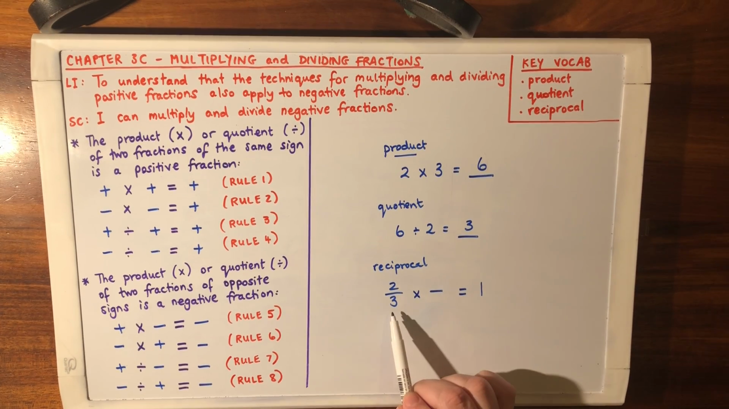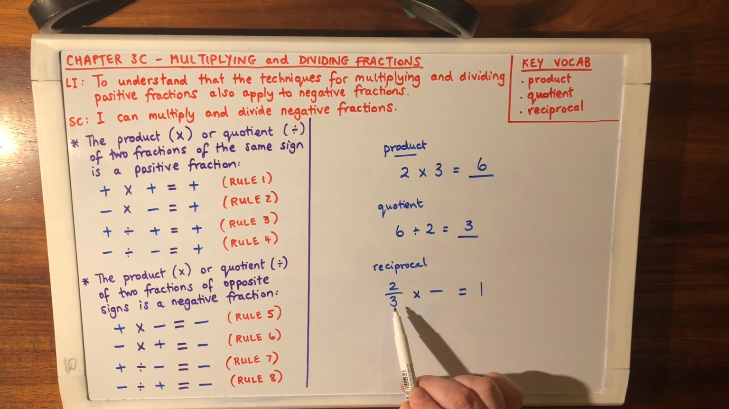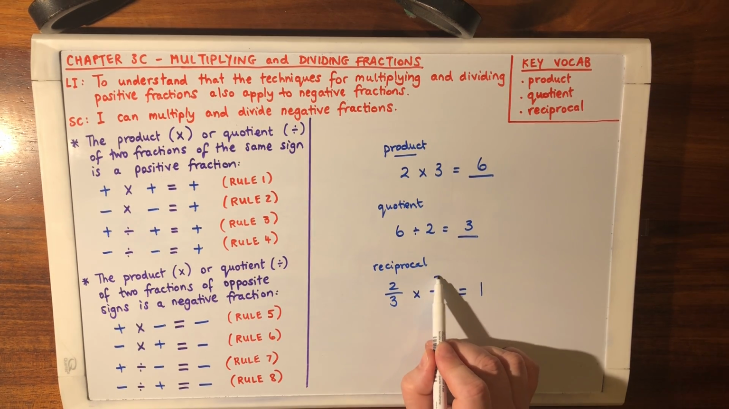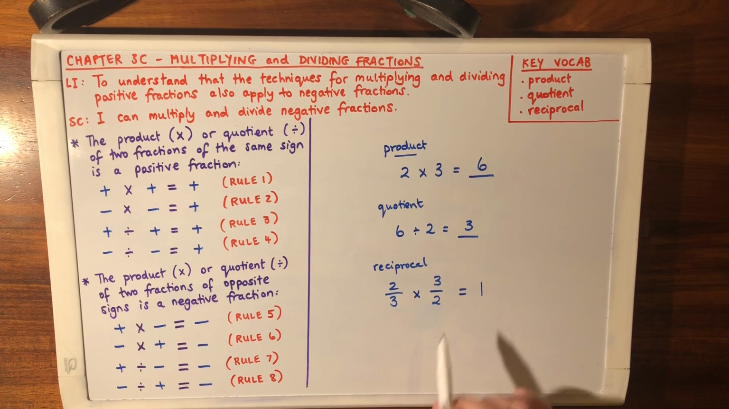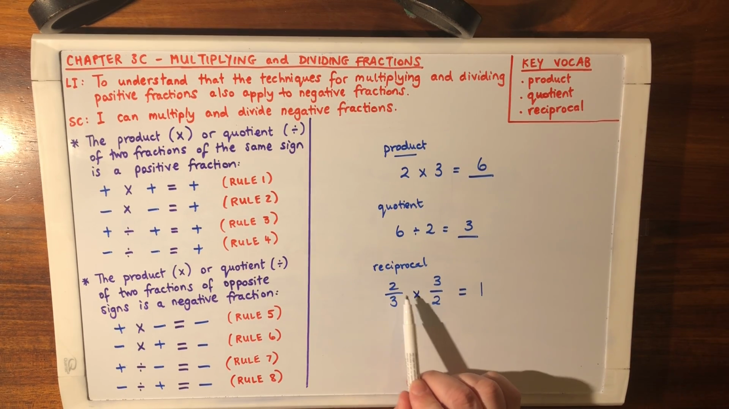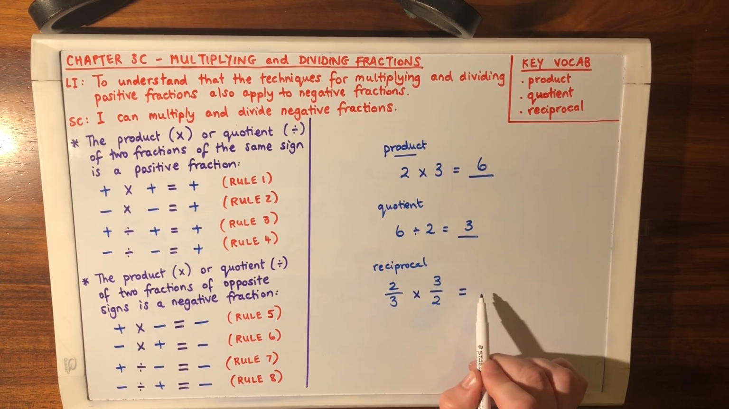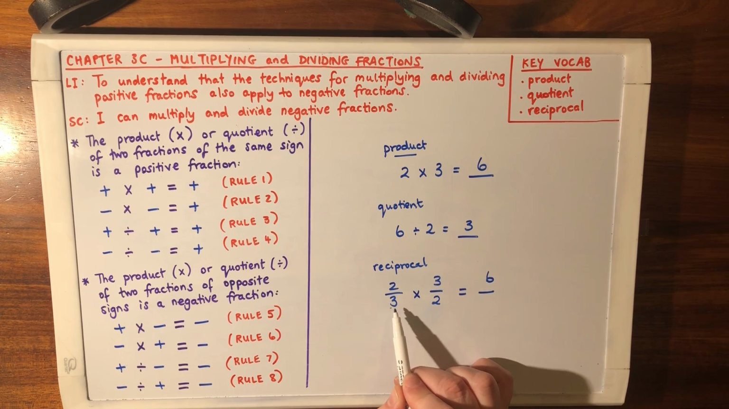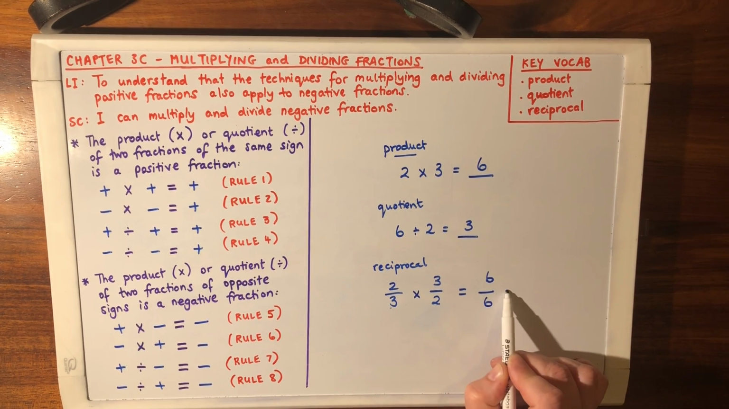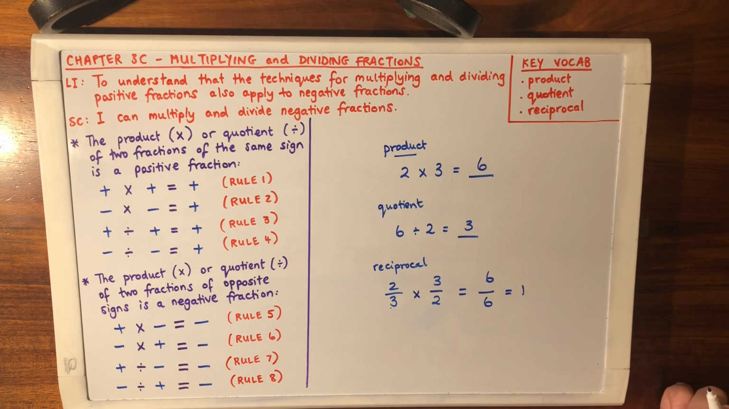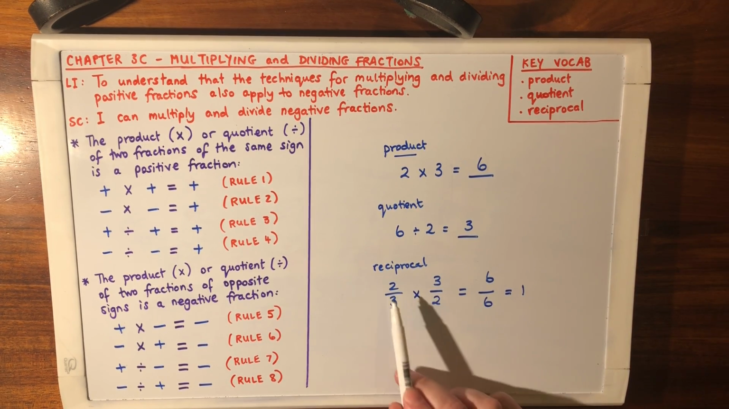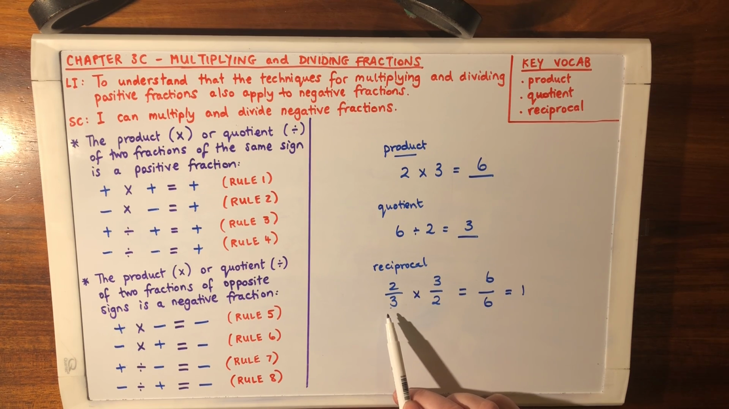Well, really, it's just going to be the reversal or reciprocal of those denominators and numerators. So we change the 3 to the numerator and the 2 to the denominator. And now we know that 2 times 3 equals 6, and 3 times 2 equals 6. 6 divided by 6 equals 1. So when we're doing a reciprocal, we just flip them over, the denominator and numerator. All right, let's get into these.